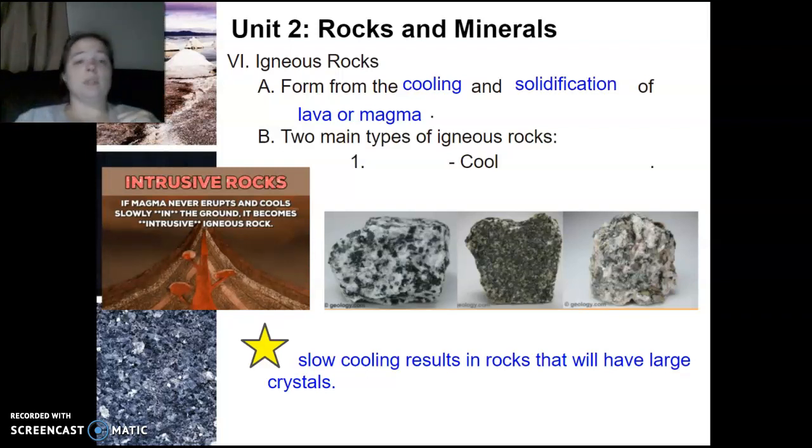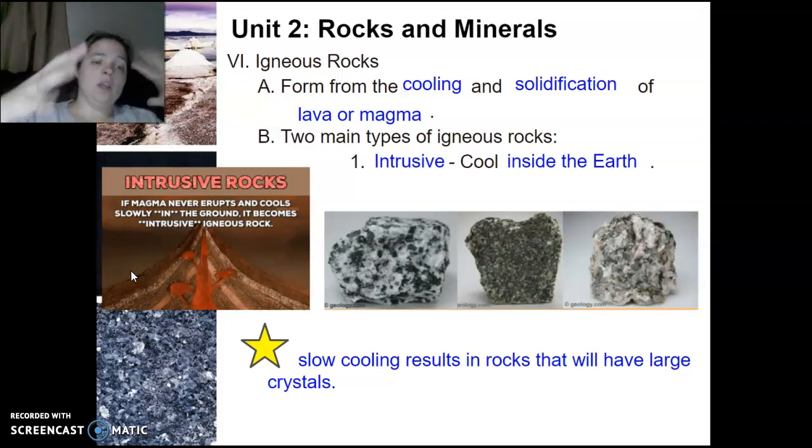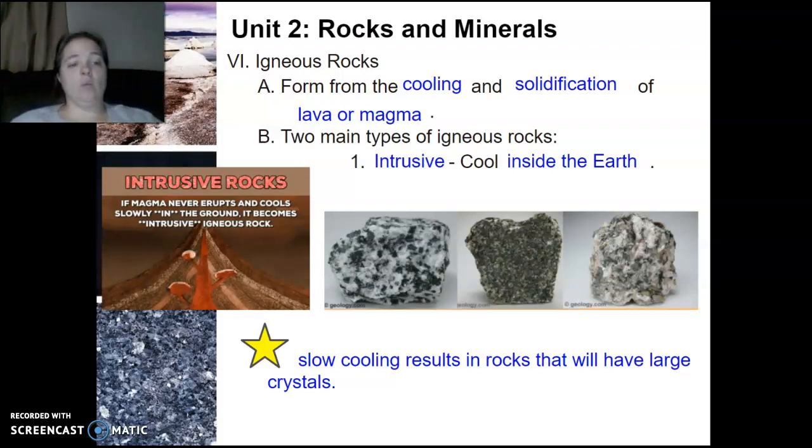There are 2 types of igneous rocks. The first type is intrusive, which means it cools inside the earth. Now, if you look at this little GIF right here, it says if magma never erupts, so it's kept down in the cone of the volcano, it cools slowly in the ground and it becomes an intrusive igneous rock.